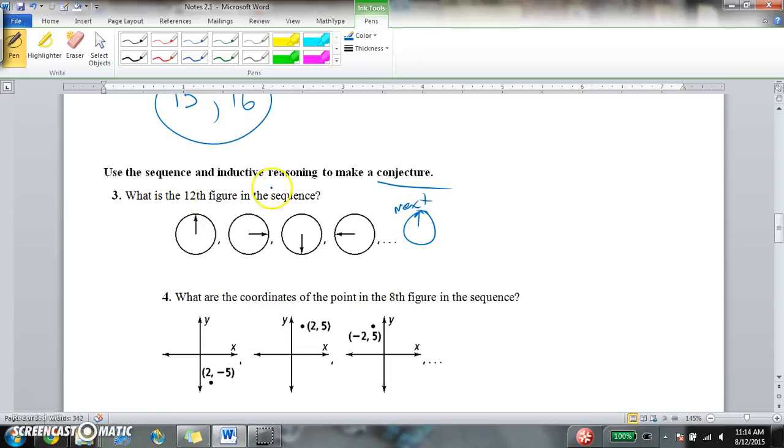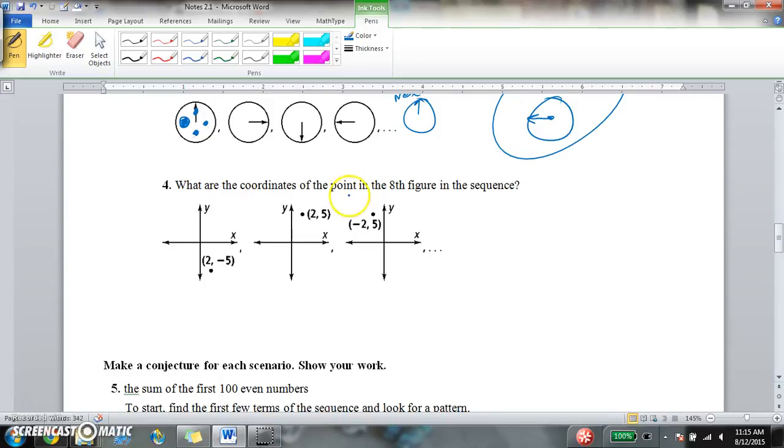So if we want to figure out the 12th figure in the sequence, we could just count 12 spots all the way around, going a quarter of the way around the circle each time. So this is the first one. Second one would be here. Third one, fourth one, fifth one, 6, 7, 8, 9, 10, 11, 12 would end up at this spot right here. So the 12th figure would most likely look like that if it follows the pattern that we noticed.